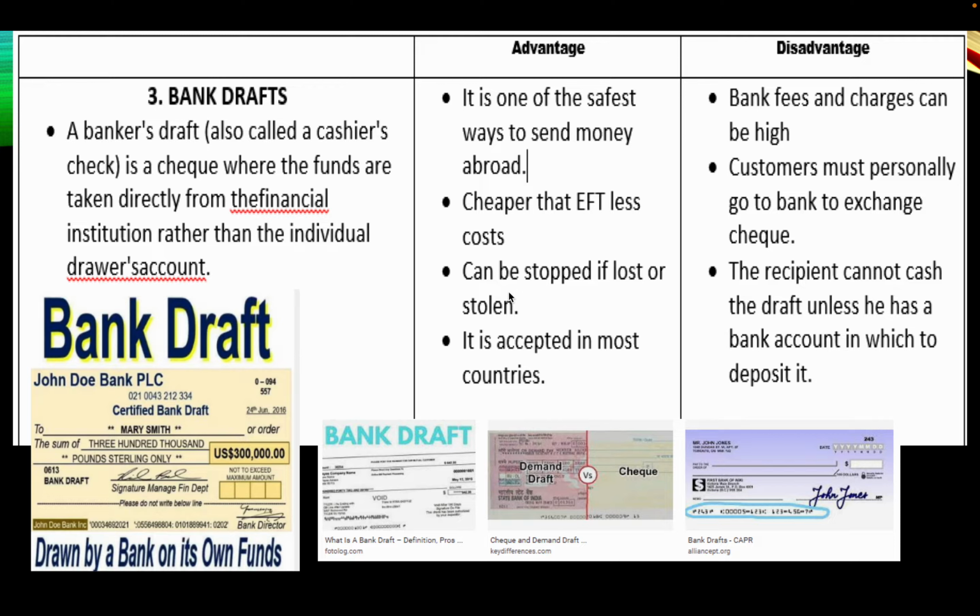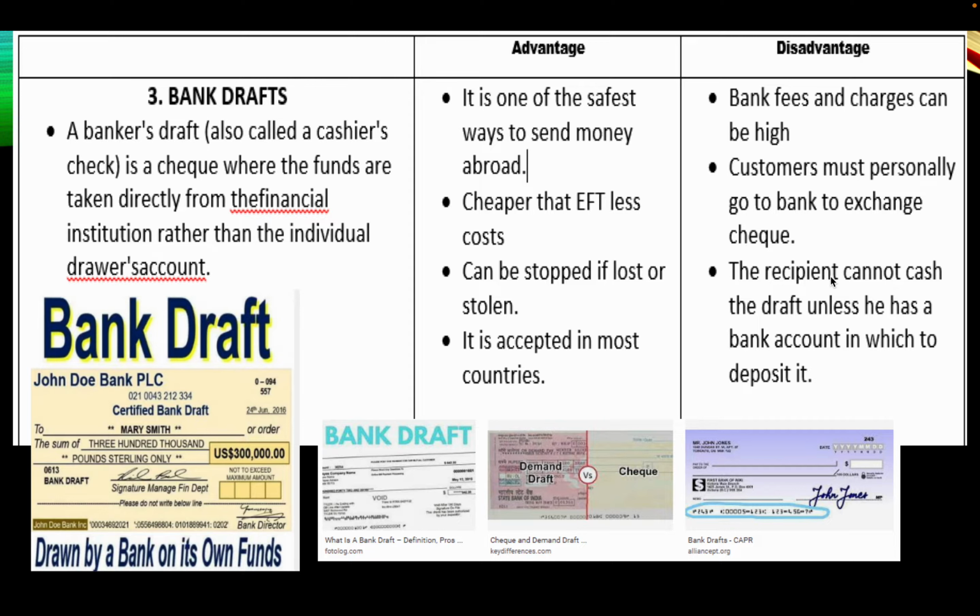It is accepted in most countries. Check it's accepted in many countries. So the disadvantages of a cheque are that bank fees and charges can be higher when you claim. Customers must personally go to the bank to exchange the cheque. So the disadvantage is that to exchange your cheque you must go to the bank, there is nowhere else you can exchange it.